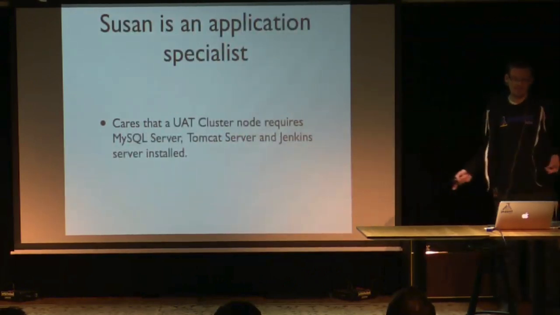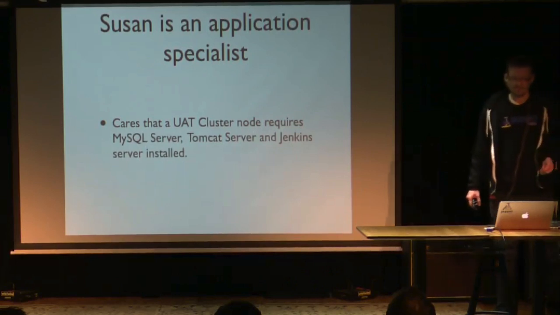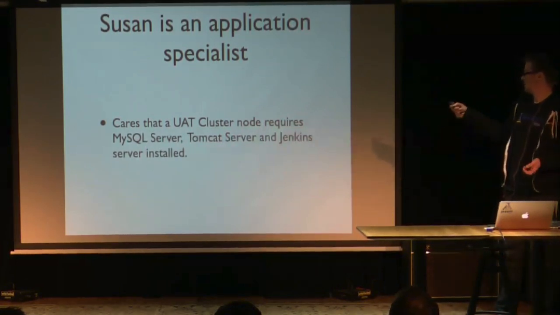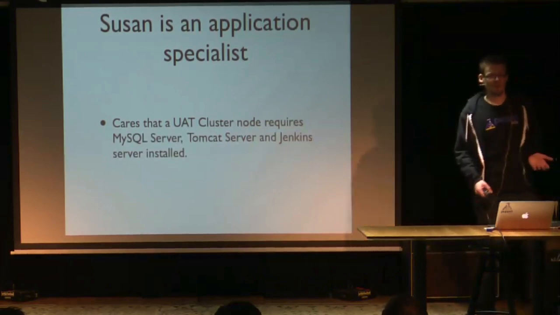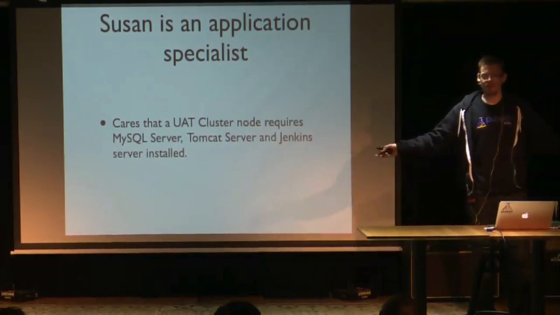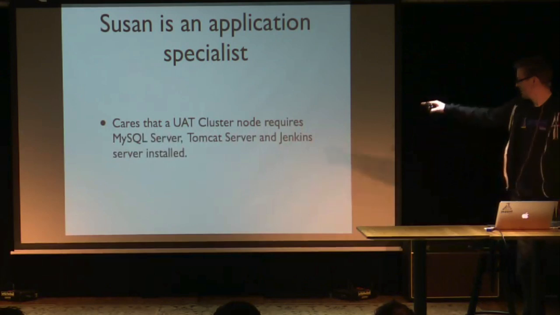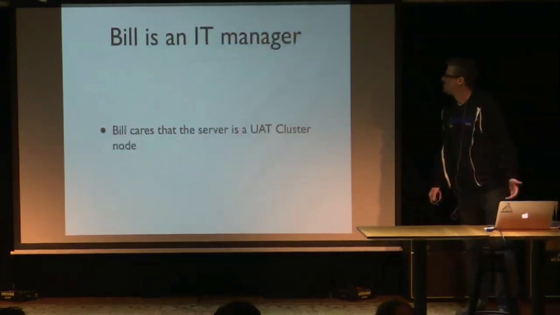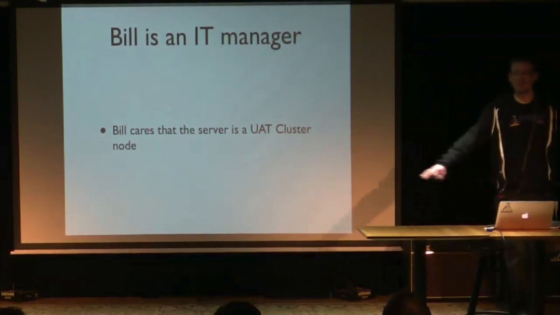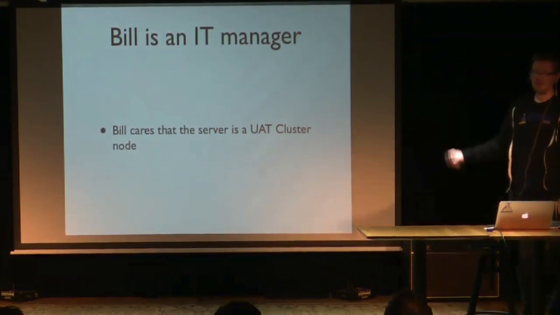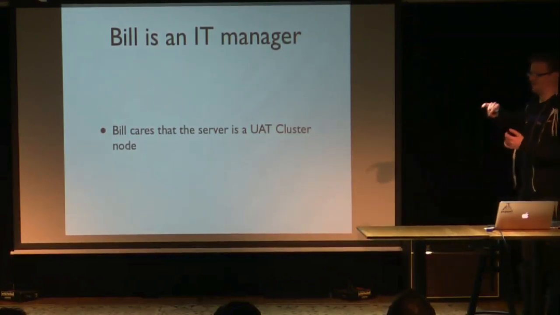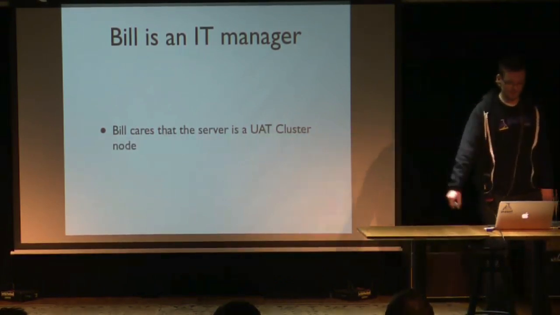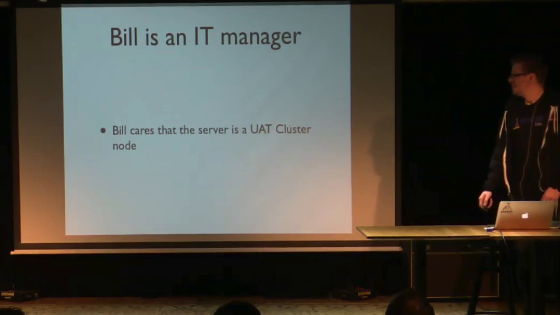Susan isn't a sysadmin. She's an application specialist. So what she cares about is that this cluster node has a MySQL server, a Tomcat server, and Jenkins installed. She doesn't care about server hardening. She doesn't care about NTP. That's all the things that she cares about. Then we've got Bill. Bill's an IT manager, so he doesn't care about any of it. He just wants to know that it's a UAT cluster. That's it. He doesn't care what packages you've got on there. He doesn't care even if you're using Puppet to do it. He just wants it to be a UAT cluster node.